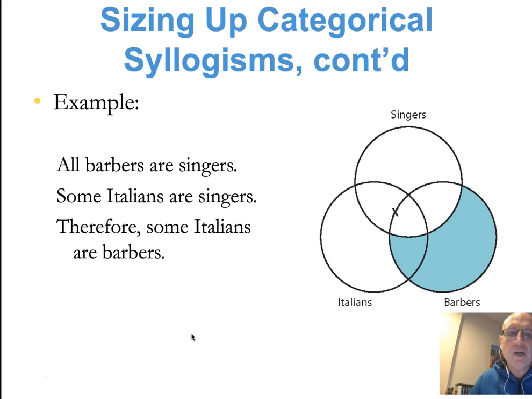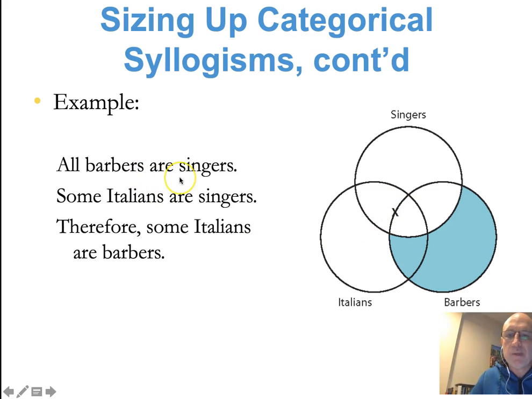An example: all barbers are singers. Some Italians are singers. Therefore, some Italians are barbers. All right? Now, this is a complex categorical syllogism. Remember, our S, our subject, is Italians. Our P, our predicate, is barbers. And our middle is singers. Right? Notice where the X is placed. It's placed on this outer line here.